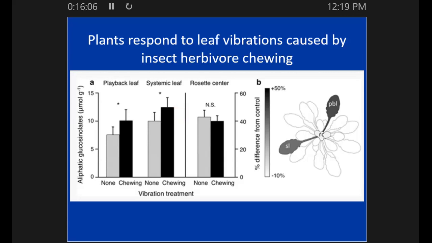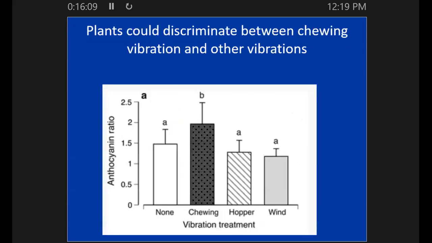So then they asked, okay, what other vibrational signals? Does any vibrational signal get this upregulation in glucosinolates? So they did another experiment where they did the chewing again, recording of that. And then they did a recording of a leafhopper that's just sitting, like leafhoppers will sit on plants and they'll do their thing to attract mates. So it was just a mating call that the leafhopper was doing. So they recorded that and exposed the plant to it. And then they exposed the plant to a recording of wind. And again, those are all causing vibrations.